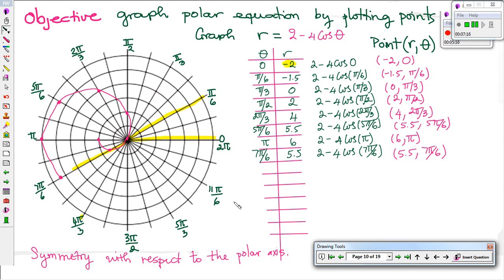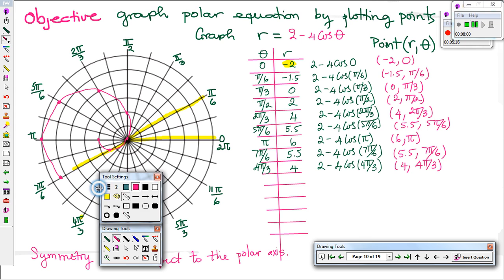Now let's move on to the next one. So we have 4 pi over 3. So we substitute into the formula: 2 minus 4 times cosine of 4 pi over 3. So that will give us 4. So we plot the point 4 comma 4 pi over 3. So we look for 4 pi over 3. This is the terminal side for 4 pi over 3, and then count from the pole. Count 1, 2, 3, 4.